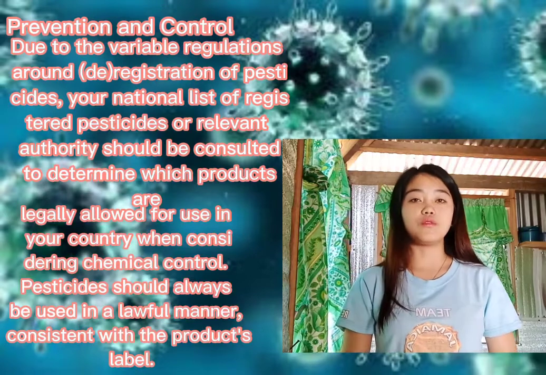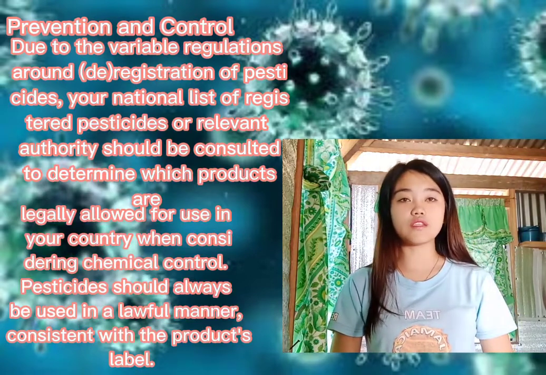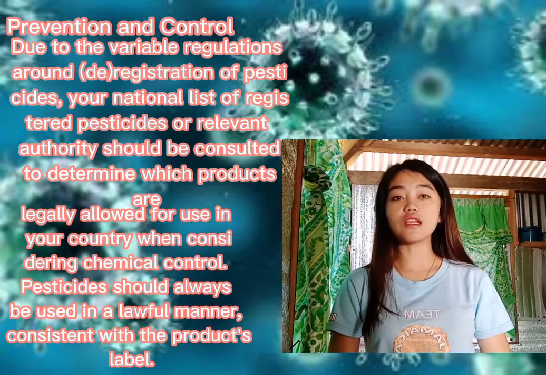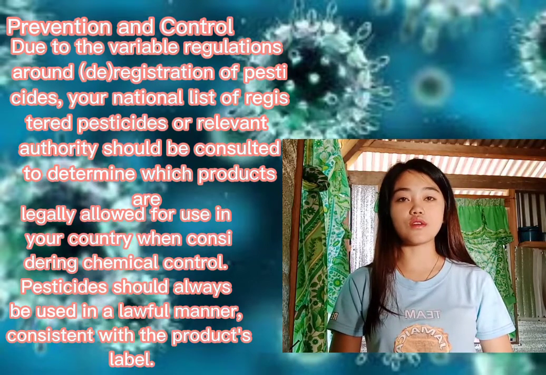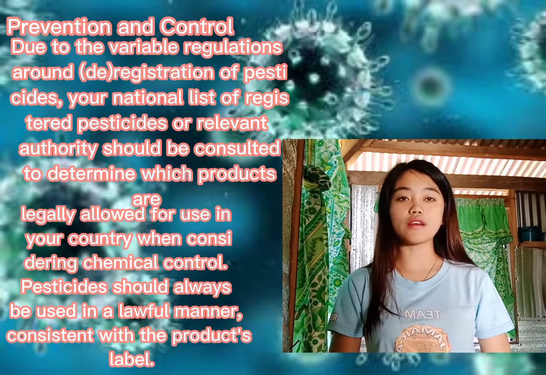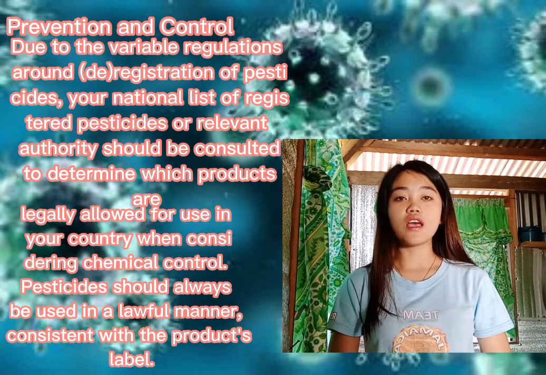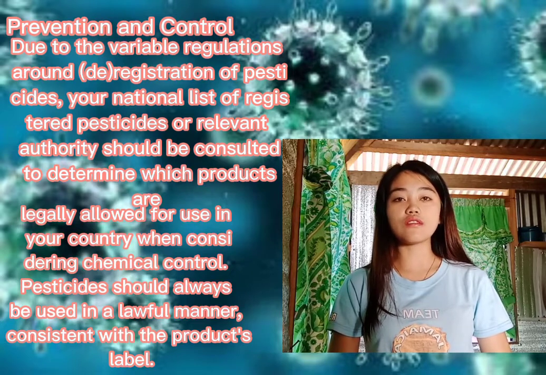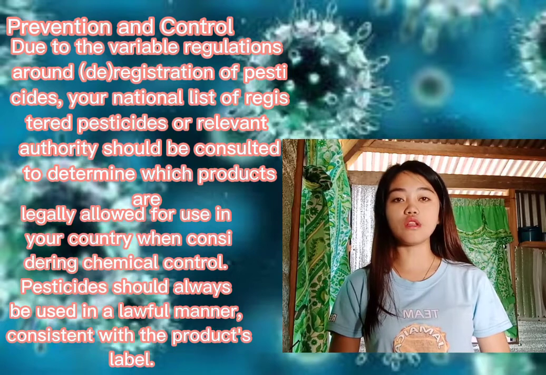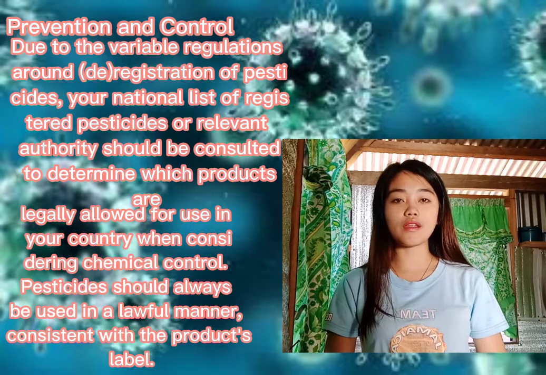Prevention and control. Due to variable regulations around registration of pesticides, your national list of registered pesticides or relevant authority should be consulted to determine which products are legally allowed for use in your country. When considering chemical control, pesticides should always be used in a lawful manner consistent with the product's label.